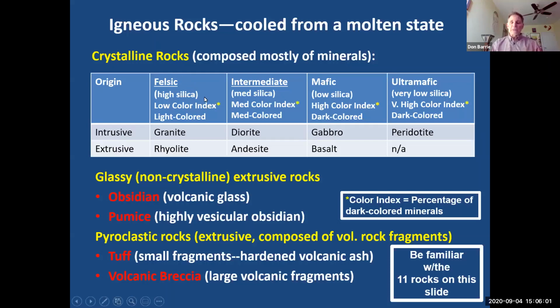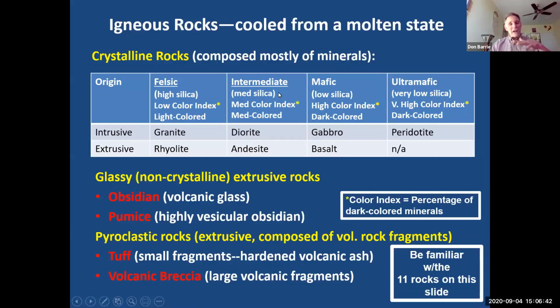The word felsic simply implies high silica. Remember that silica includes both silicon and oxygen. And so any igneous rock that's enriched in silicon and oxygen, we would say has a high silica content, and therefore it's of felsic composition. Felsic rocks tend to be composed of light-colored minerals, that is non-ferromagnesian silicates. And so as a rule, they're light-colored. Another way of describing that is that felsic rocks have a low color index. The color index just refers to the percentage of dark-colored minerals. So felsic rocks are light-colored because they have a low color index.